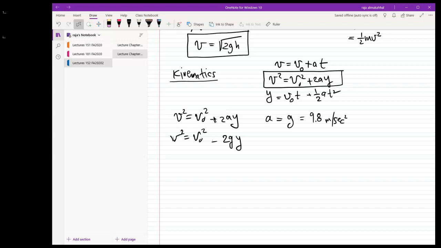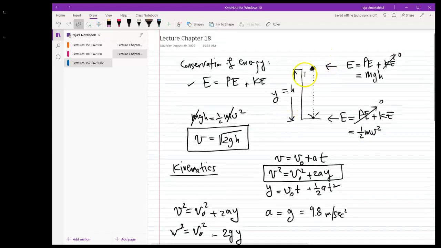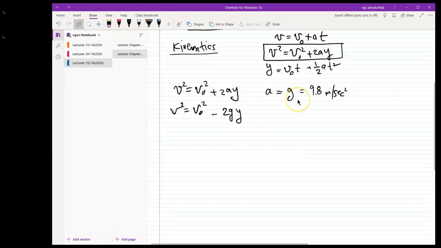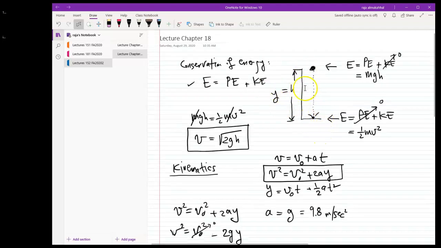Well, what is the initial velocity of the object? Remember, I'll go back to the diagram. I'm holding it between my fingers, so the initial velocity is 0. So I'm left with V squared equals minus 2GY. Y is the height of the object.